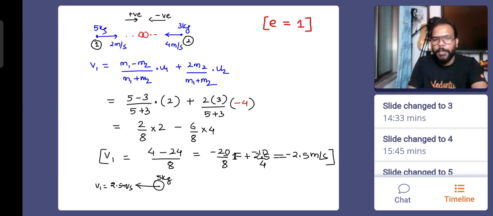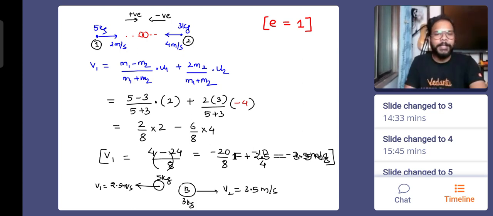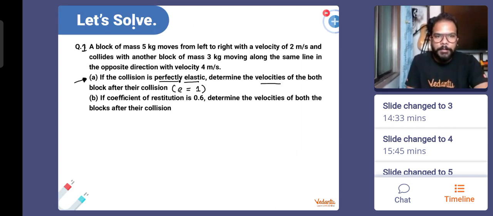So this is coming out to be, my bad, one mistake. This will become plus. Yes, that will become plus, right? Plus 8. Correct. This will become plus, minus. So this is 3.5 meters per second. So after collision, body B of 3 kg will go to the right hand side with velocity 3.5 meters per second. Okay, guys? This was the first part of the question.